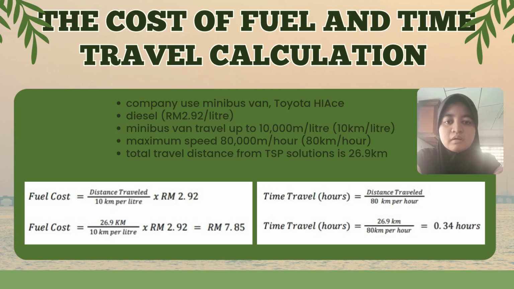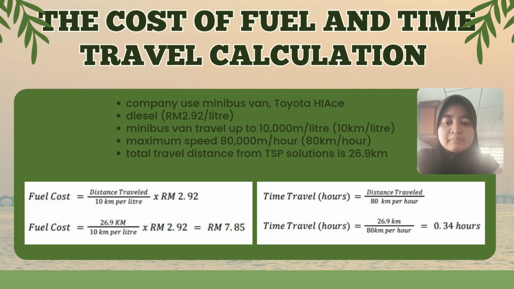So, we also obtain from the TSP solution the distance, which is 26.9 kilometers. Right now, we can calculate the fuel cost, which is the distance travelled divided by 10 km per litre and multiplied by 2.92 ringgit. We got the total fuel cost, which is 7.85 ringgit.